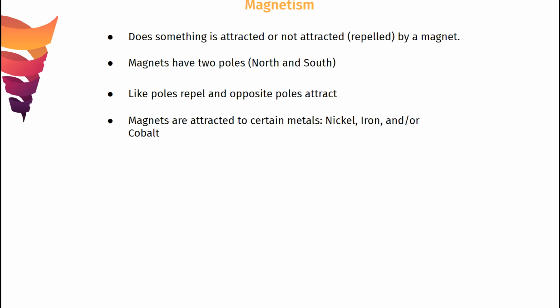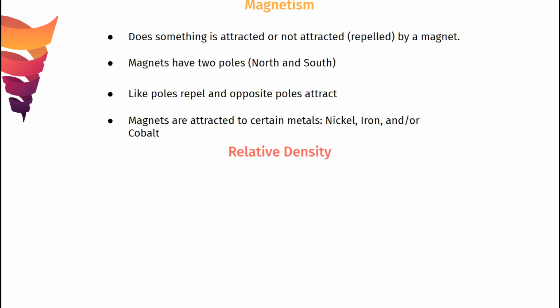Magnets are attracted to certain types of metals. There are 3: nickel, iron, and cobalt. I like to say Nick, that way I can remember it without the K. Nickel, iron, and cobalt. Some people like to put steel. Well, steel is attracted to it because it has iron and usually some nickel in it too.